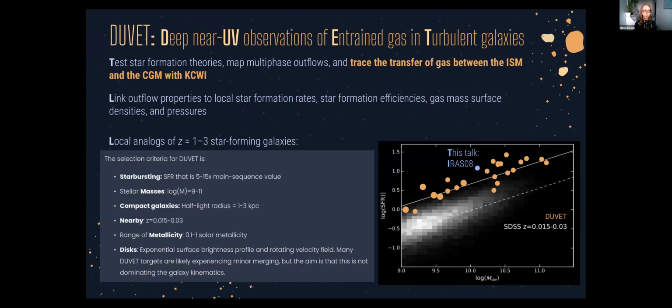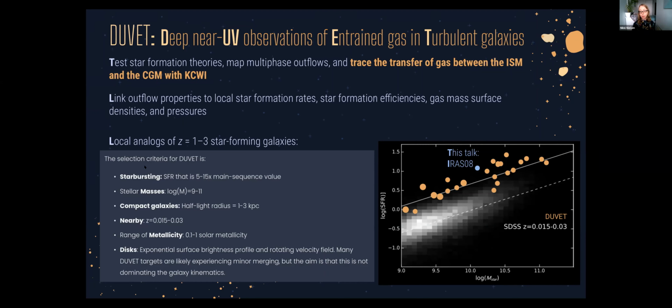So that's what we are doing with the Duvet survey. Duvet is more of a general survey looking at the galaxies themselves. With this program, we aim to test star formation theories, map multi-phase outflows, and I've bolded this next section because it's most important for this talk, we also aim to trace the transfer of gas between the ISM and the CGM, and we do this with KCWI for the most part. So what we do is we observe disk galaxies, and we measure the outflows in a specific region, and we map those outflow properties to the star formation activity and properties.